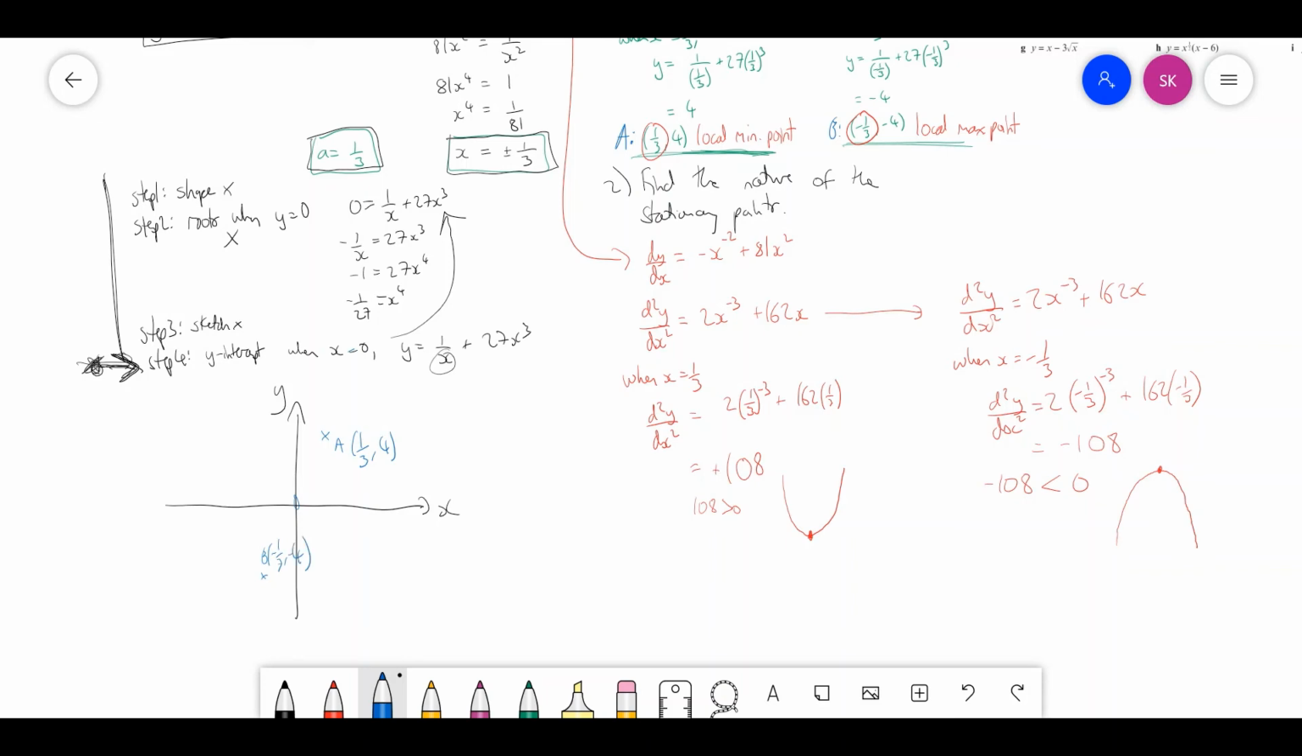Now we know A is a local minimum point. We also know it's tending towards the y-axis. So A looks like that. If the y-axis kept going, it would get closer and closer, but it wouldn't reach it. And B, a local maximum point, again, it's going to tend towards the y-axis, but it's never going to reach it. So B looks like that. And so our sketch is what you can see in blue.